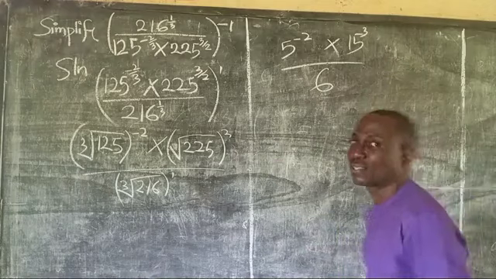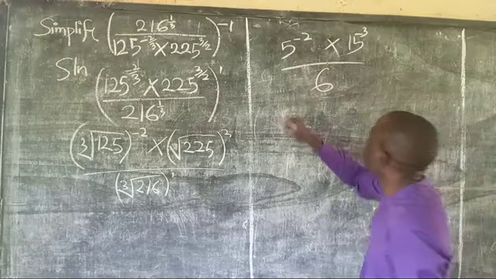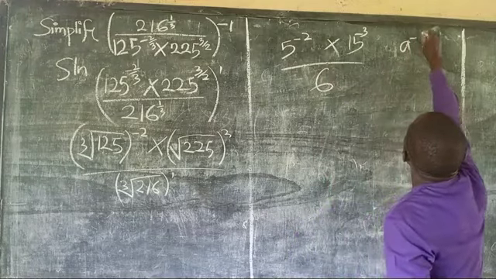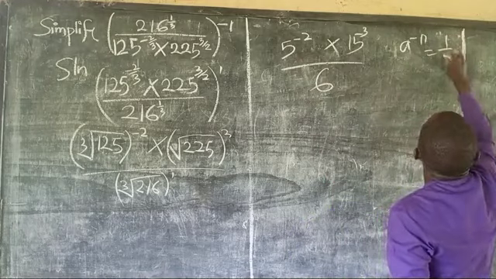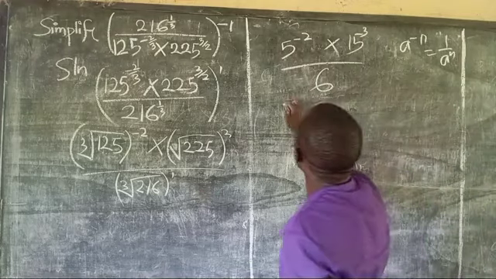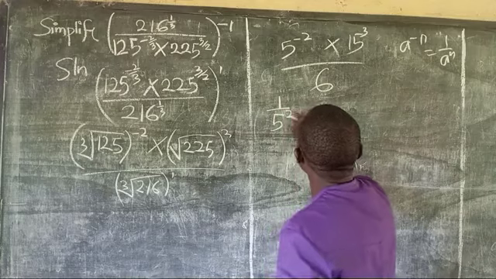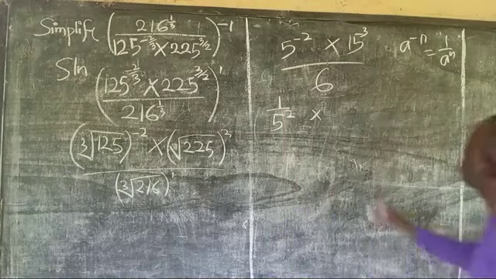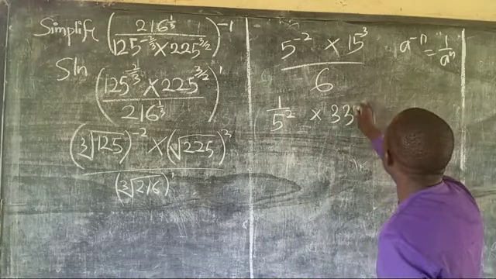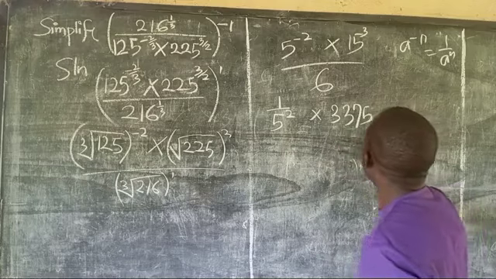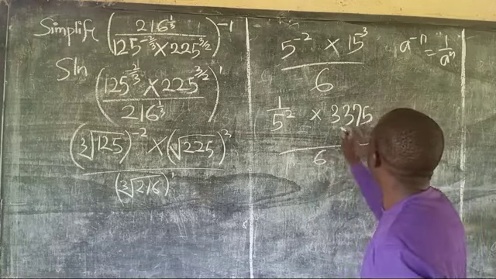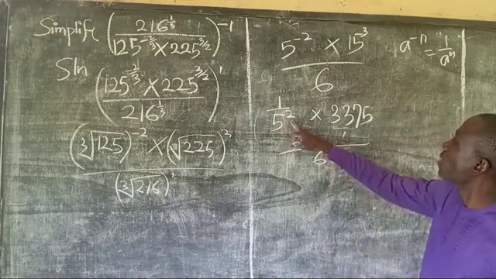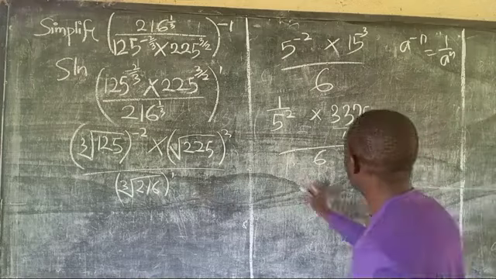So now let's solve this. It's getting simpler. So this becomes, we can transpose this: minus n becomes 1 over a raised to power n. So here becomes 1 over 5 raised to power 2, times 15 times 15 times 15, 3 places, which becomes 3375. You can confirm this. All over 6. If we make this over 1, and 5 raised to the power 2, that is 25.